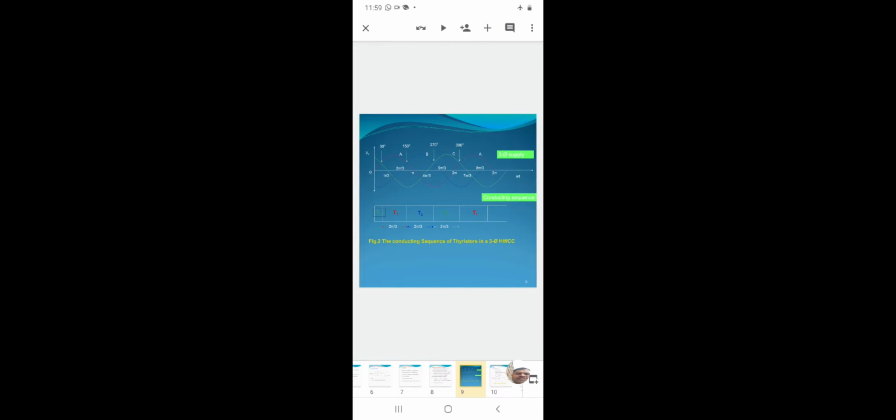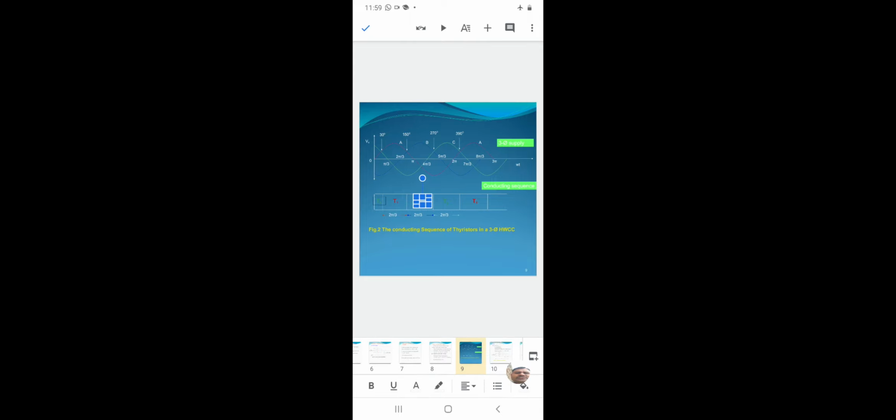Three-phase half-wave controlled converter with resistance load. This is the conduction sequence of thyristors in a three-phase half-wave controlled converter. For phase A, thyristor T1 starts conducting at 30 degrees. At 150 degrees, thyristor T2 starts conducting, and at 270 degrees, thyristor T3 starts conducting.